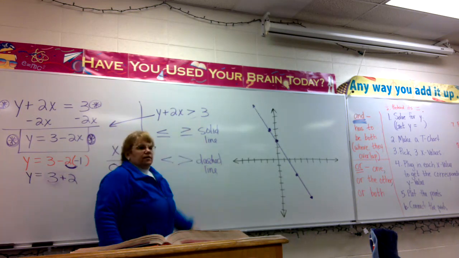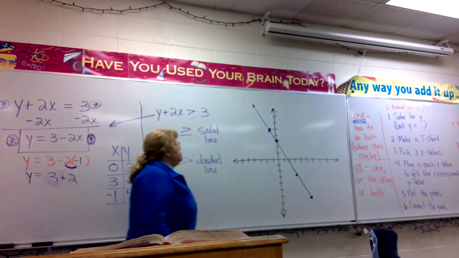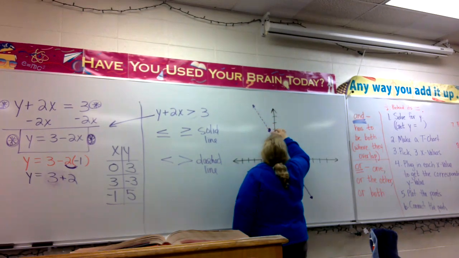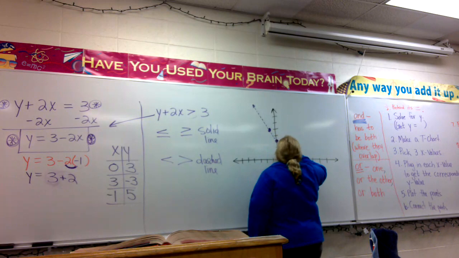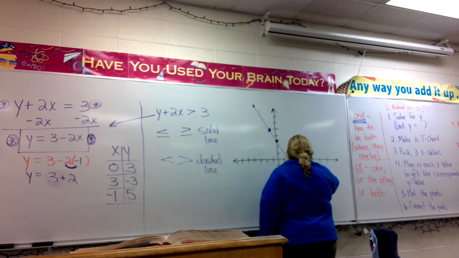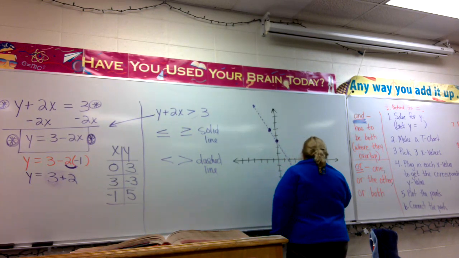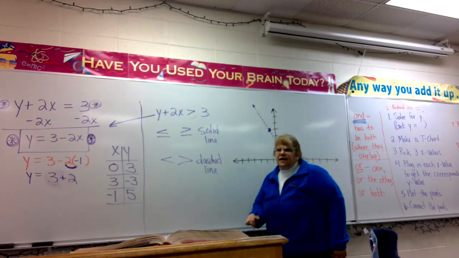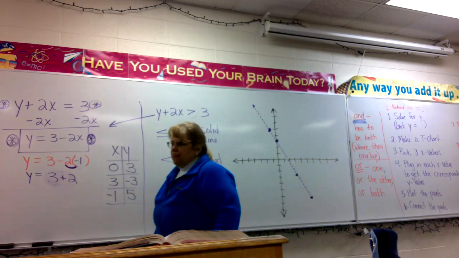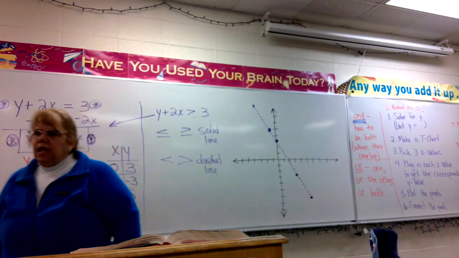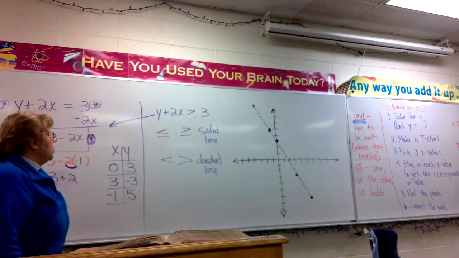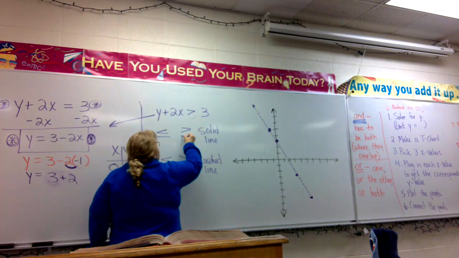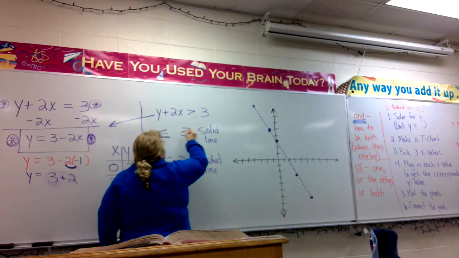We have a greater than. So what does that mean? That means our line is going to be dashed. See how easy I make my line dashed? So I make a dashed line. You make a dashed line for this one because it's just a greater than. If it's got an equals with it, then you make it a solid line.